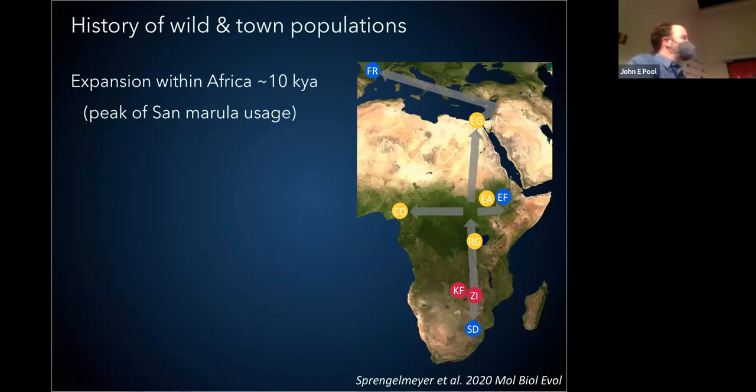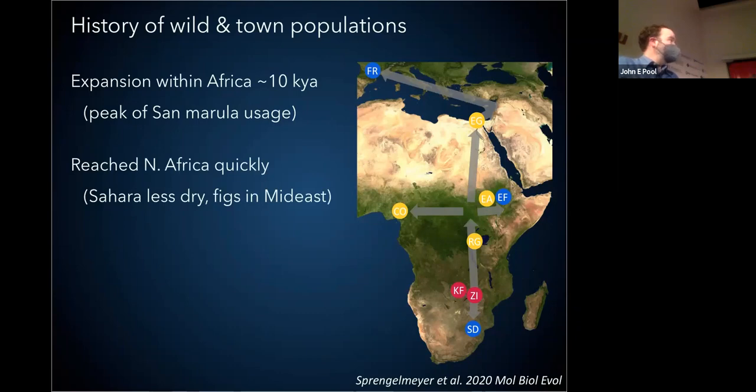It's worth noting that this expansion initiated roughly 10,000 years ago, because this was also, archaeologically speaking, found to be the peak of the San people's use of the marula fruit. And so this could make sense if the flies using this fruit that was being collected by humans in large quantities, if that was a joint behavior that enabled the expansion of this species within Africa initially. And so, even crossing the Sahara relatively quickly, by roughly 10,000 years ago.